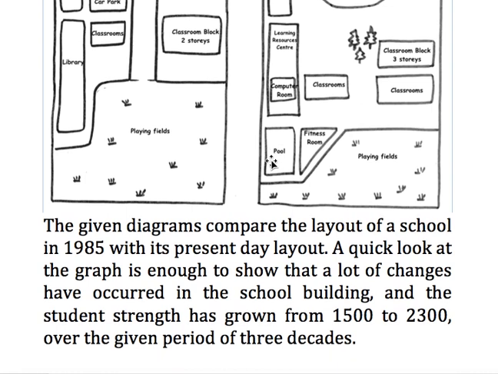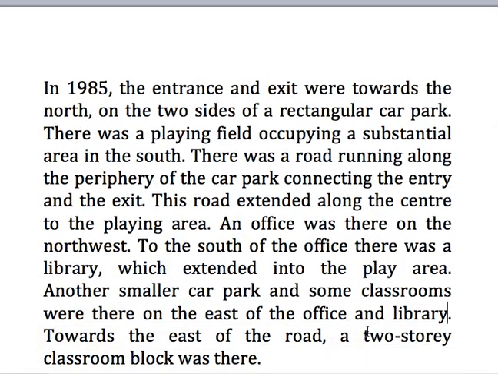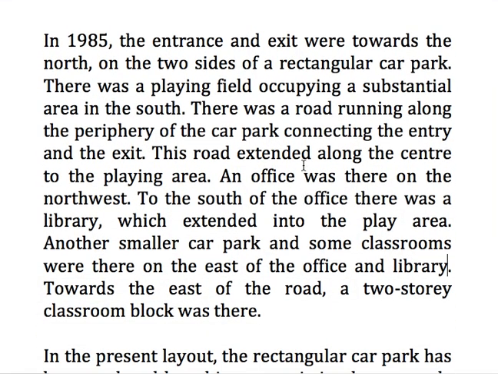So the given diagrams compare the layout of a school in 1985 with its present day layout. A quick look at the graph is enough to show that a lot of changes have occurred in the school building, and the student strength has grown from 1500 to 2300 over the given period of 3 decades. In 1985, the entrance and exit were towards the north on the two sides of a rectangular car park. There was a playing field occupying a substantial area in the south.